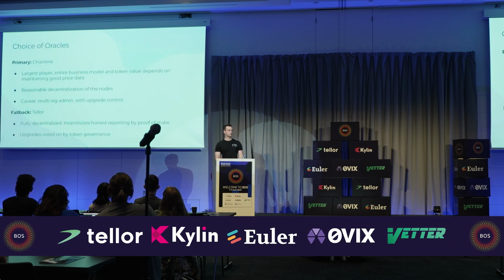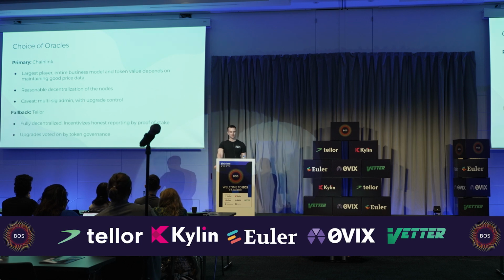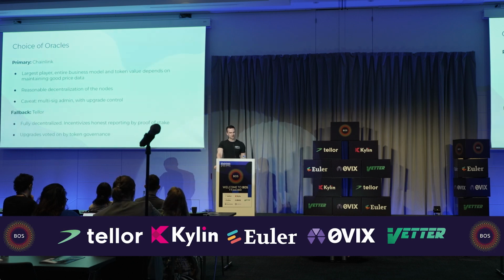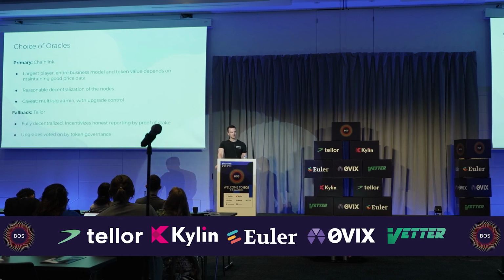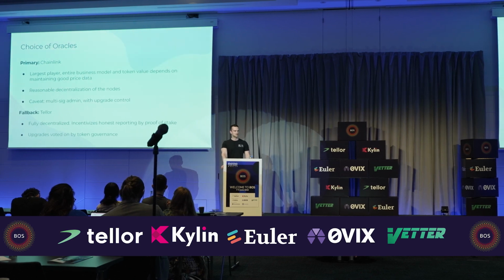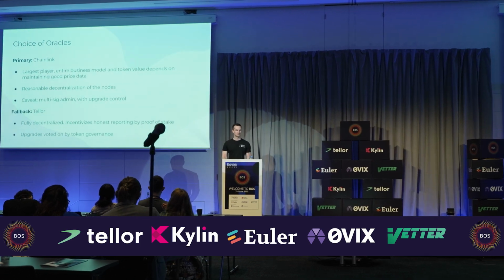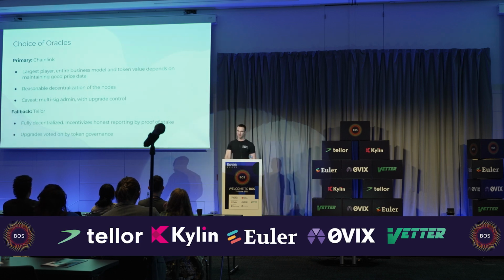So the oracle we went with as primary was Chainlink. It's the largest player in the space. The whole business model is based around maintaining good price data. It's reputation based, and their token value presumably depends on that as well. They have a reasonable level of decentralization of the nodes, with different companies running nodes. The big caveat with Chainlink is that it's a multi-sig admin, basically. They have complete upgrade control over their smart contracts, and there's been quite a lot of discussion around that recently. I'm sure you've probably seen that online.